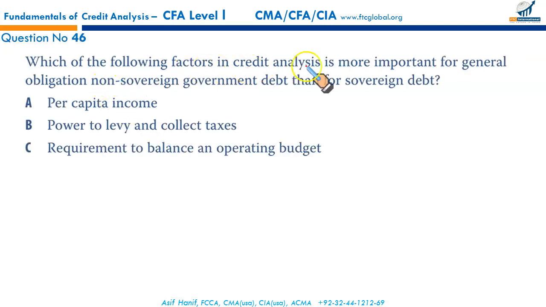Which of the following factors in credit analysis is more important for general obligation, non-sovereign government debt than for sovereign debt? Per capita income, sovereign debt. Power to levy and collect taxes, that's the sovereign debt. But requirement to balance an operating budget is specific to non-sovereign government instruments, because these governments have to balance their budgets and they lack the discretion of collecting taxes and other revenue streams. So C is the right option.